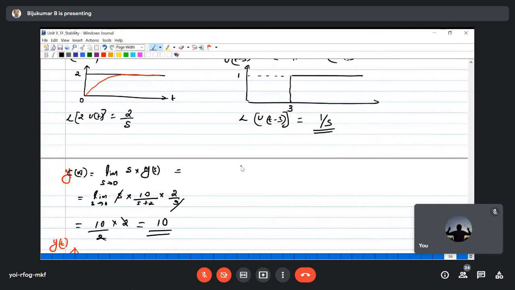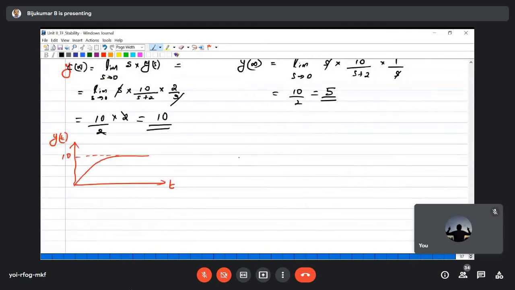For case 2, we can find the steady state value y of t is equal to limit s tends to 0, s multiplied by 10 by s plus 2 multiplied by 1 by s. S and s got cancelled. So you will get 10 by 2 is equal to 5. So how to draw the wave?